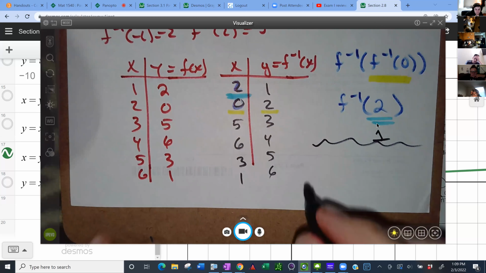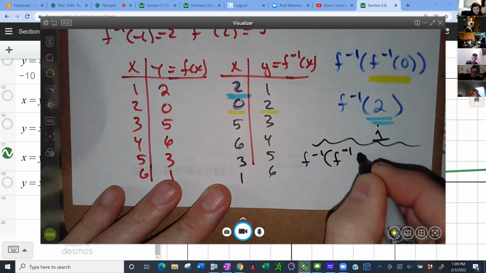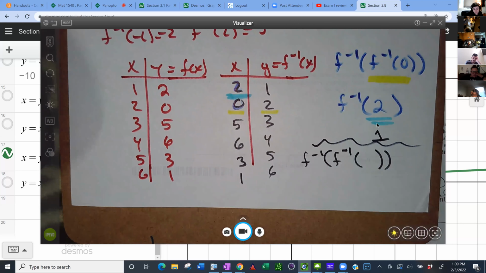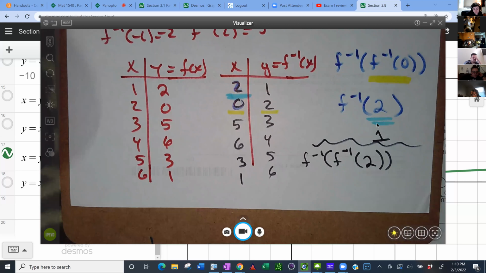Let's do one more like that. Say F inverse of F inverse of, let's see, 2. Let me just make sure 2 would work. All right, let's try a 2. So try and do this yourselves. I'll give you a minute to look at this. Kind of like the last one, start with the innermost parentheses. Figure out what F inverse of 2 is. Once you get F inverse of 2, then plug that number back in and figure out what F inverse of that is.